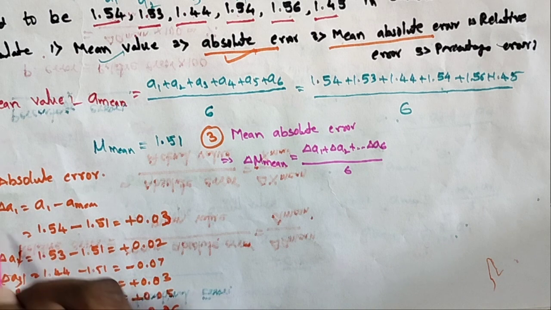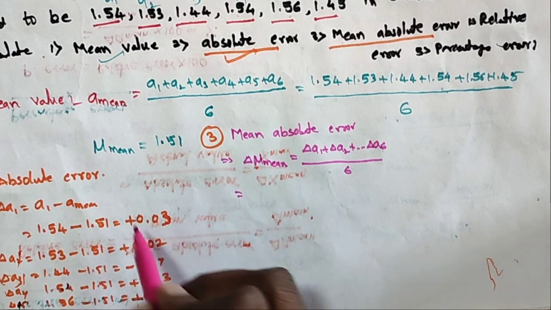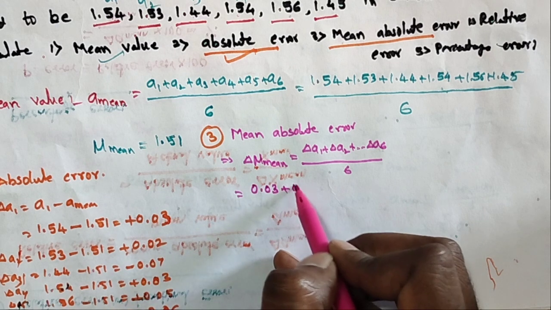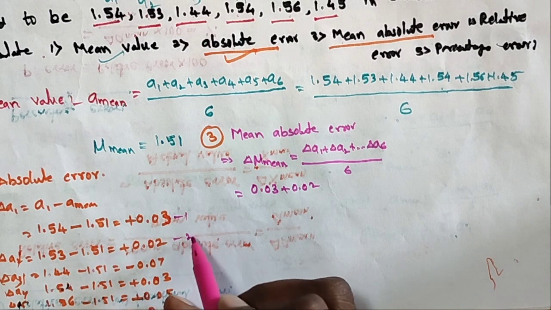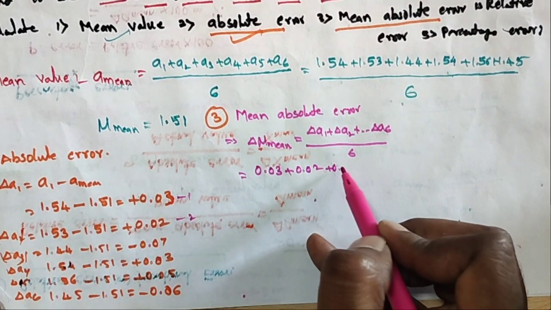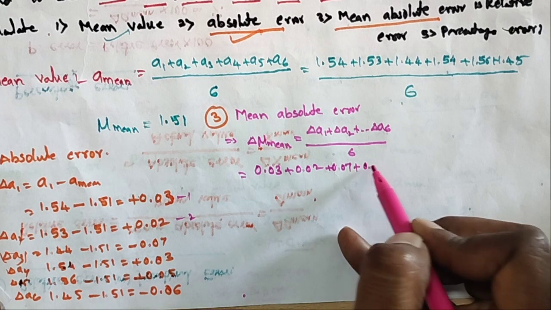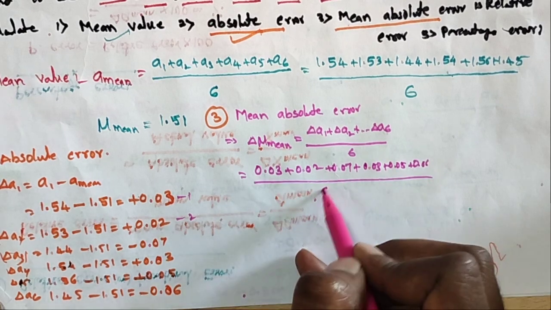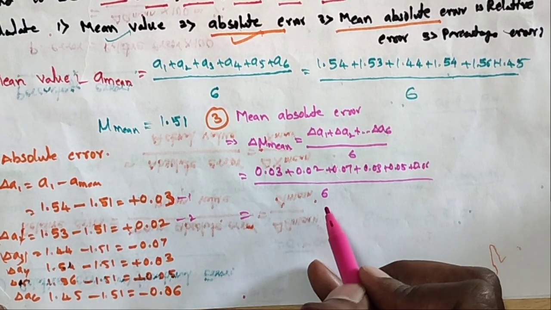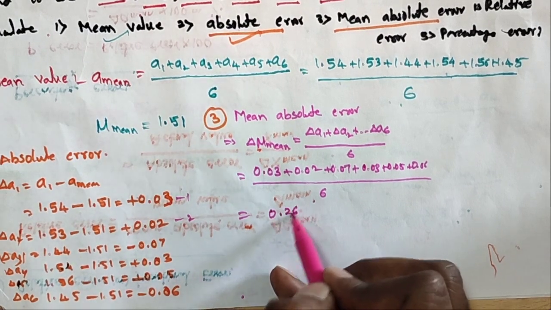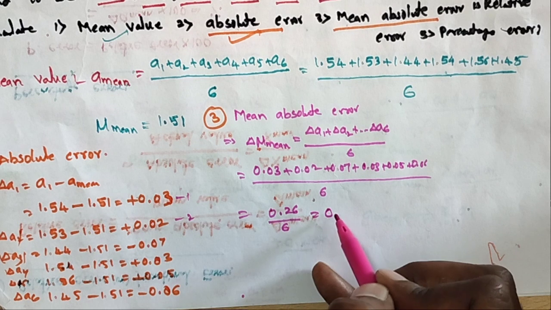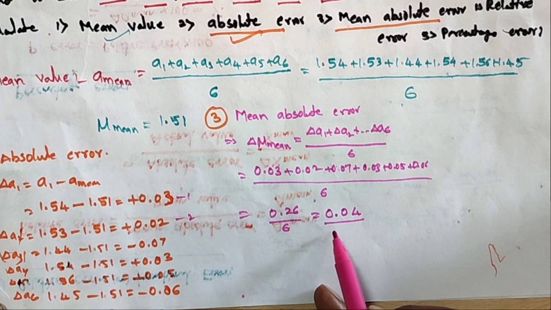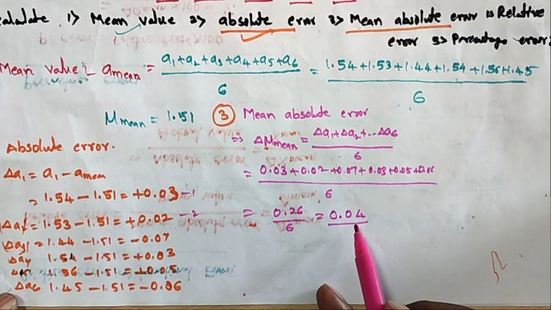So what is delta A1? Always take the positive values: 0.03 is the first value, second value 0.02, and plus 0.07. Don't take minus. 0.03 plus 0.05 plus 0.06 by 6. If you add all these values and divide, 0.26 by 6 is equal to 0.04. What is the mean absolute error? The mean absolute error is 0.04. This is the third one.